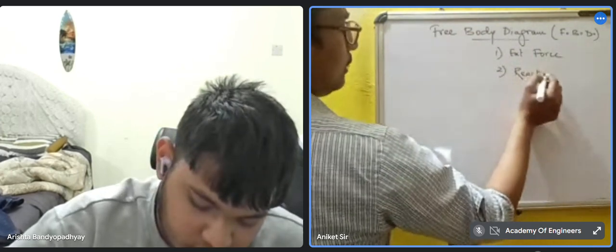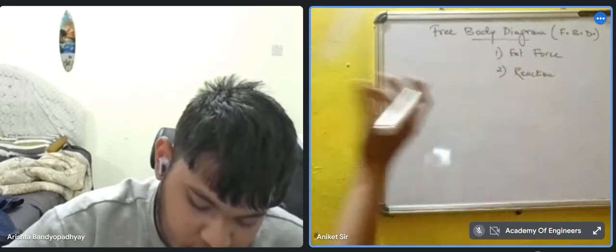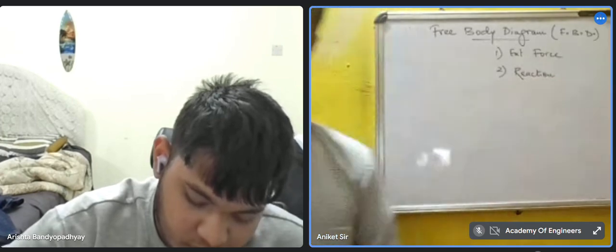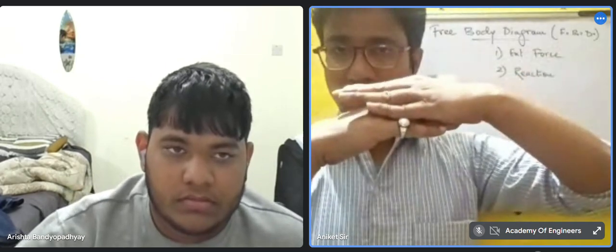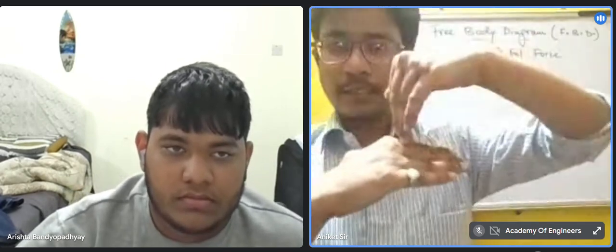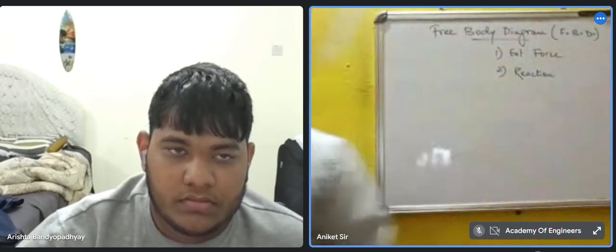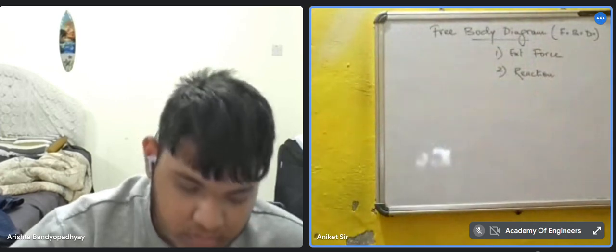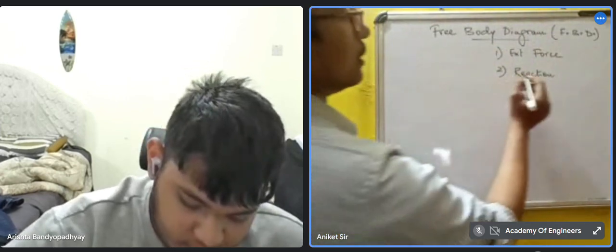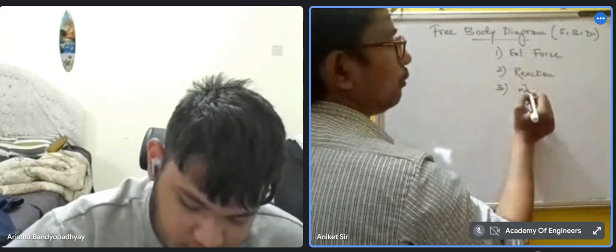Reaction, then we have to show the reaction. What is reaction basically? When a body is attached to any other surface, then the weight will be downward and the support will be upward. This is the reaction. You got my point? Yeah. So reaction. Third is weight.